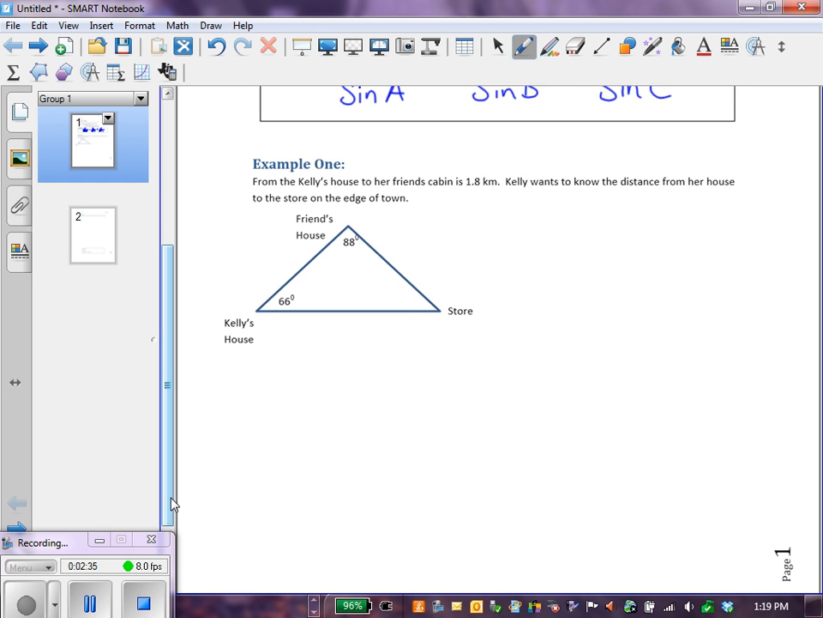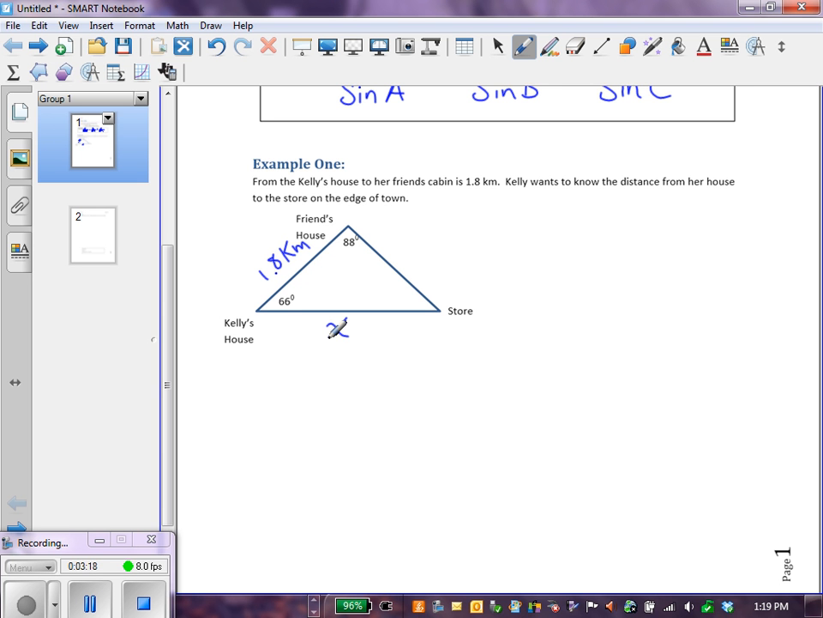Okay, so from Kelly's house to her friend's cabin is 1.8 kilometers. Okay, Kelly's house to friend's house is 1.8, so I'm going to add that onto my diagram. That's exciting, isn't it? Kelly wants to know the distance from her house to the store on the edge of town. So what side am I looking for? Am I looking for the bottom or am I looking for this side here? So let's hear. Kelly wants to know the distance from her house. So I'm looking from my house to the store here. So this is the one that I don't know, but that's what I'm trying to solve for.